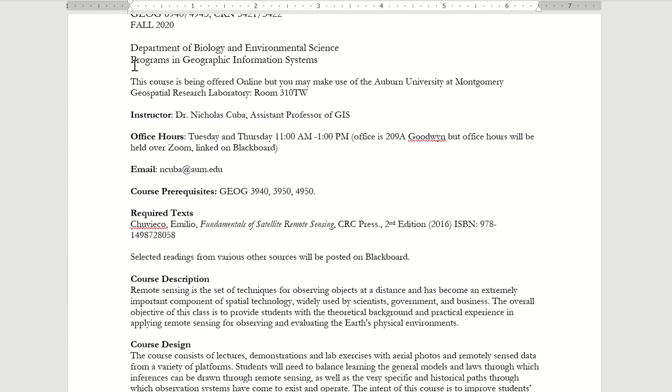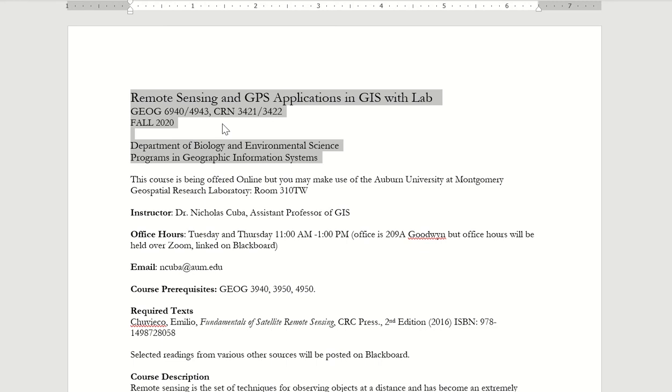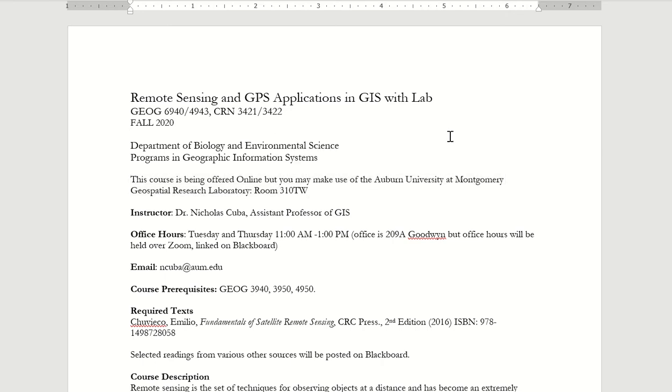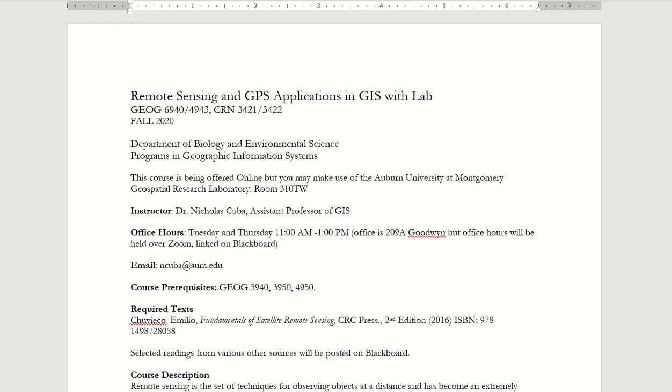Let's see. Top matter up here: name of the course, registration number, department, program. The course is, of course, being offered online, but in addition to or instead of using the virtual desktops that AUM has equipped for you, you may make use of the physical space, the Geospatial Research Lab, room 310, TW.